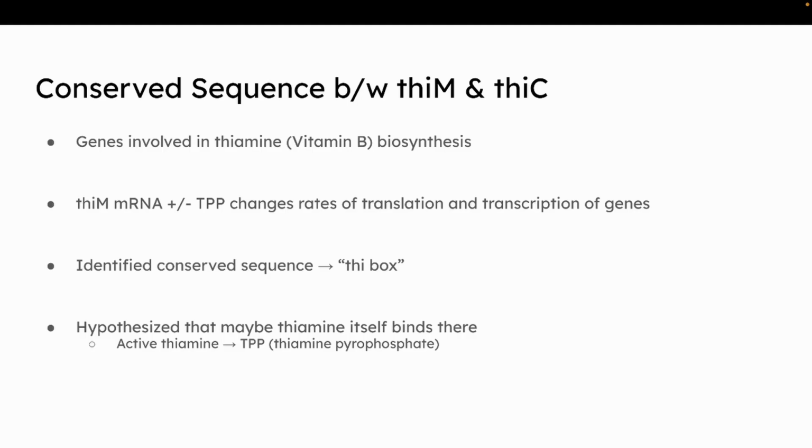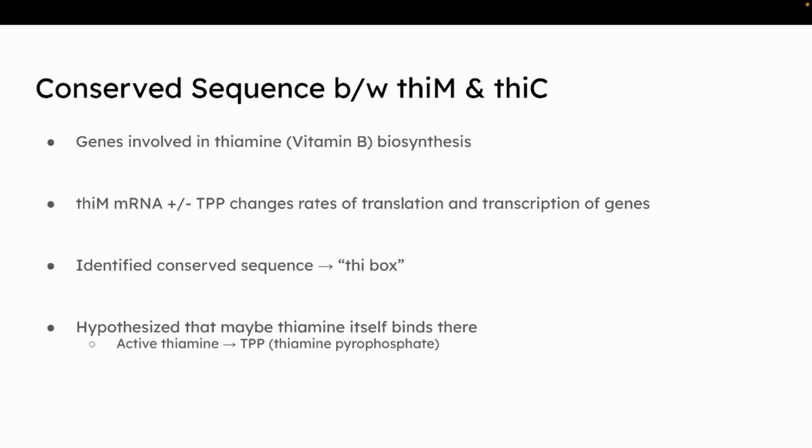Before we get started, actually, thiamine is also known as vitamin B, and these are something that prokaryotes can create themselves, through a process we call biosynthesis. And obviously, this is a very important area of prokaryotic metabolism.